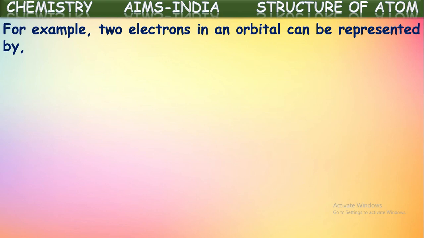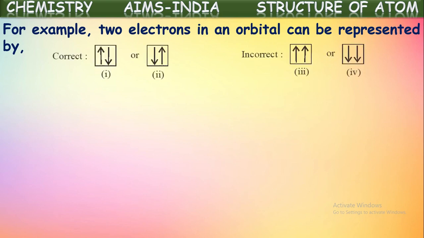For example, two electrons in an orbital can be represented in any of these four ways. It can be represented like this: first with the clockwise and the second with the anti-clockwise, or first with the anti-clockwise and the second with the clockwise. Generally we take this, but this can also be considered correct. We cannot say it is wrong. Then there are these other two representations.